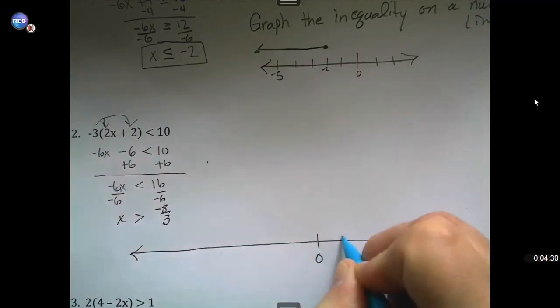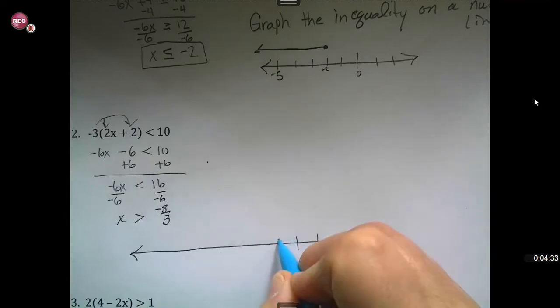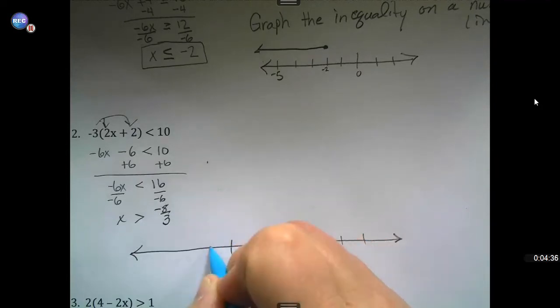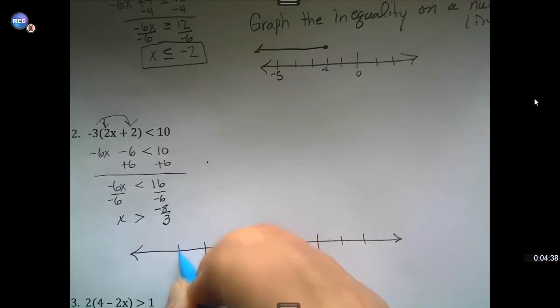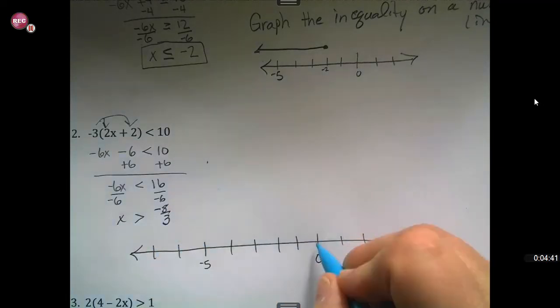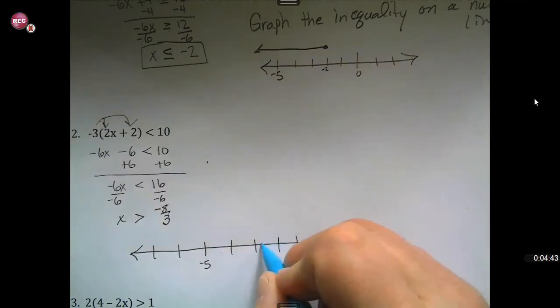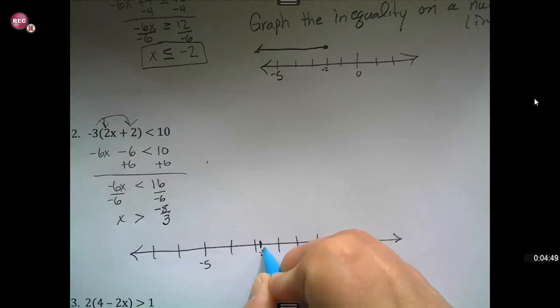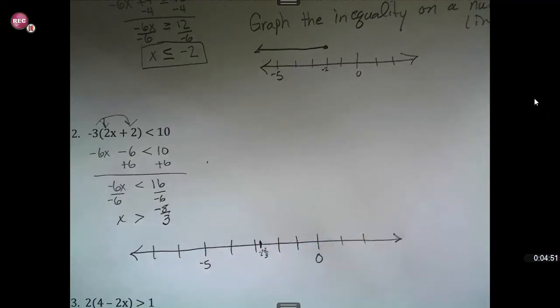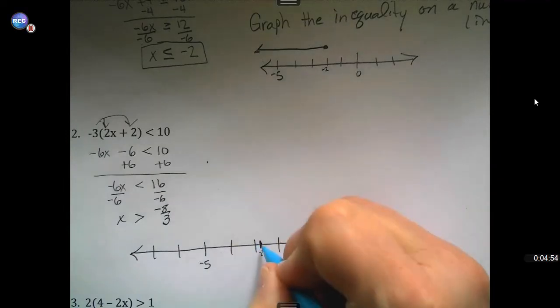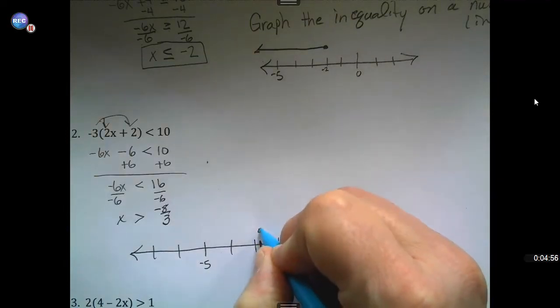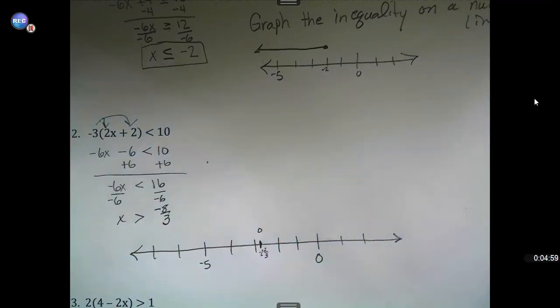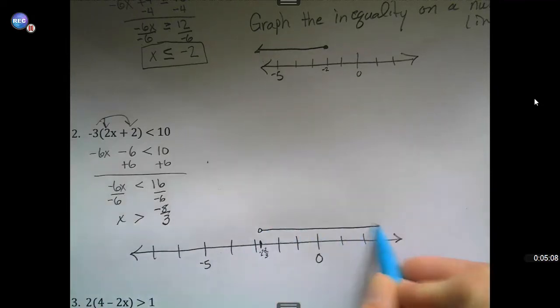On my number line, I go down to 0 over here, then 4, negative 5, and negative 2 and 2/3 here. The line there is very small, and this is going to be an open circle, not including negative 2 and 2/3. So the numbers that are greater than are right above that.